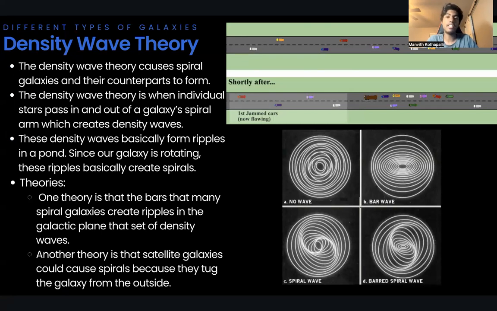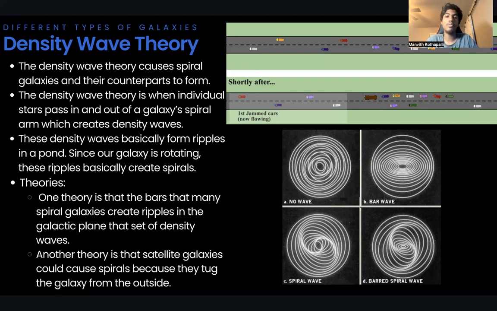These density waves basically form ripples in a pond. Since our galaxy is rotating, these ripples basically create spirals, which cause a spiral galaxy to form. Scientists still don't know what causes density waves. One theory is that the bars that many spiral galaxies have, barred spiral galaxies for example, create ripples in the galactic plane that set off density waves.